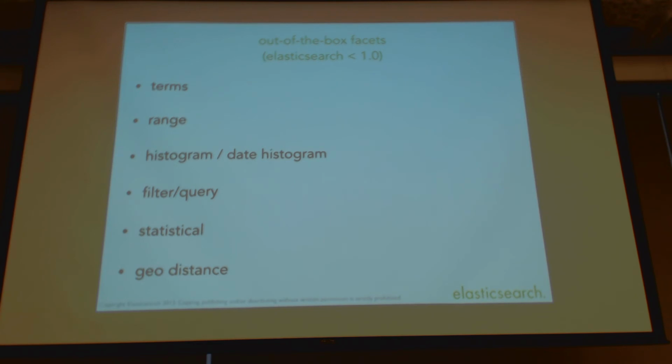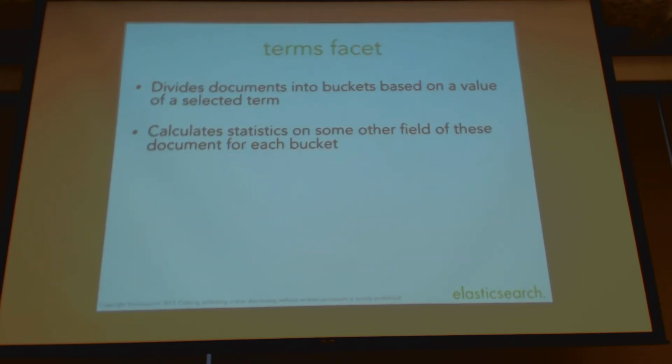You could facet on terms, or do range facets, or date histograms, or any kind of geodistance attributes we could build facets on. So let's just take a look at what that looks like. For a terms facet, we would basically divide all of our documents into what we call buckets. And those buckets would be determined based on some value of some term in our data set.